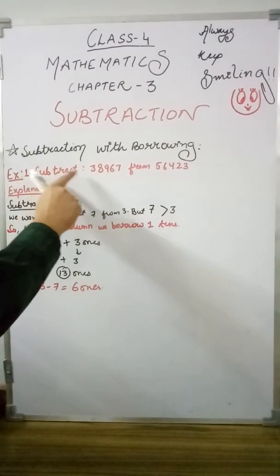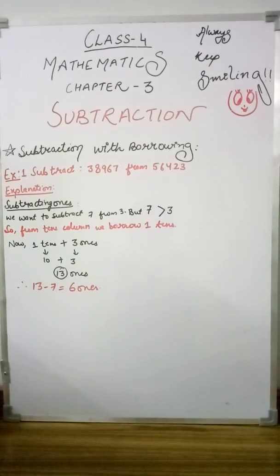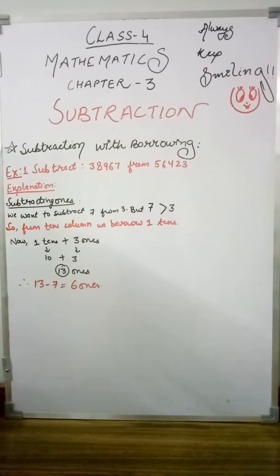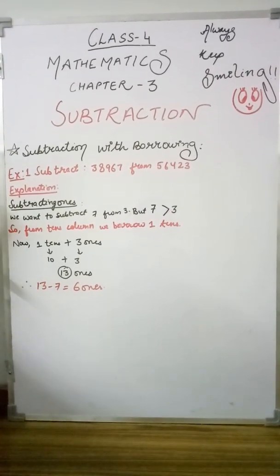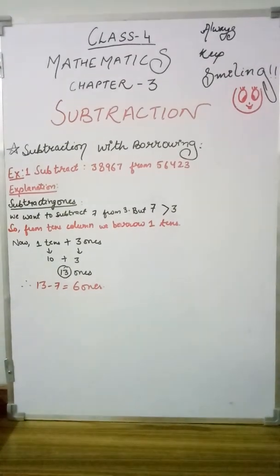Subtract 38,967 from 56,423. The first example I have taken is a 5-digit number, and the second example I will take a 4-digit number. Here's the subtraction, students. For this subtraction let me write the digits in column form.